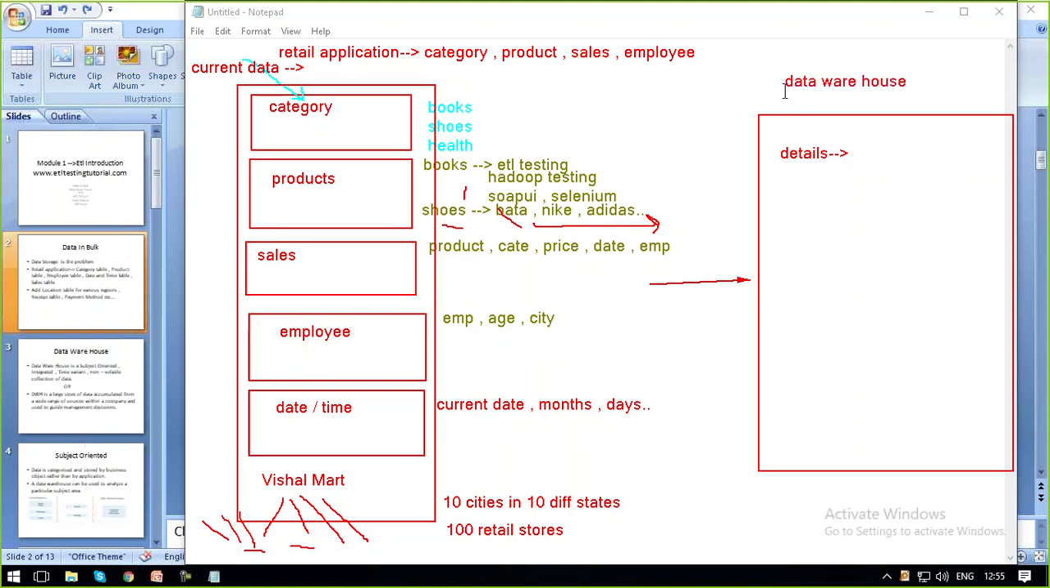So what we'll do, we'll store the complete details of this Vishal Mart of one city in this data warehouse. This is about one city. Now let's say I want the details of all the products coming from 10 different cities of a single state, or the details of all 10 cities of all 10 different states. I want to know which product is selling more, in which city, and what's the reason for that. These questions will be answered later, but for the time being my question is which product I am selling the most. This question can be answered if we have this data warehouse.